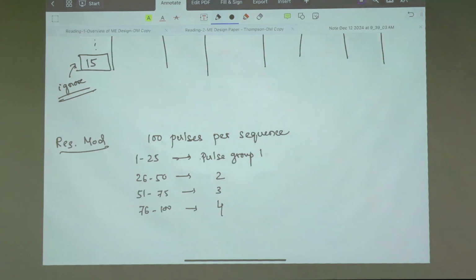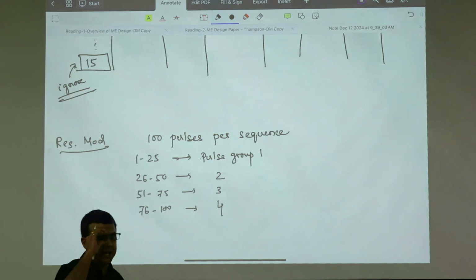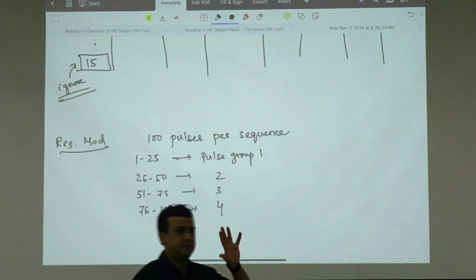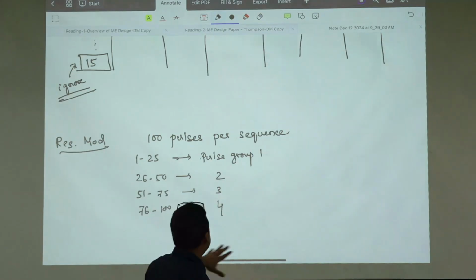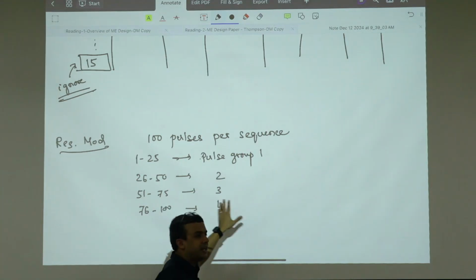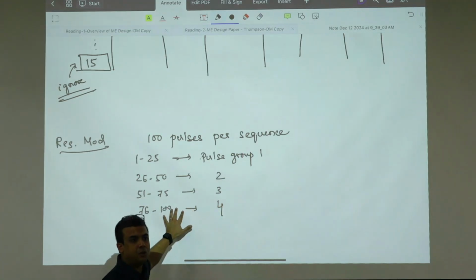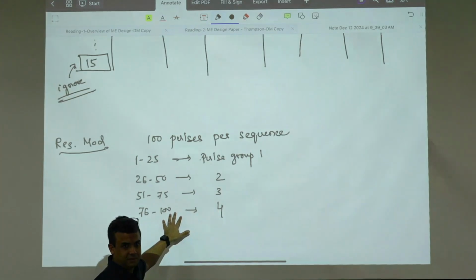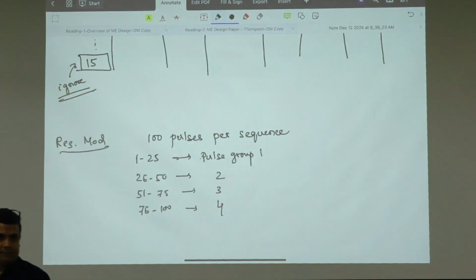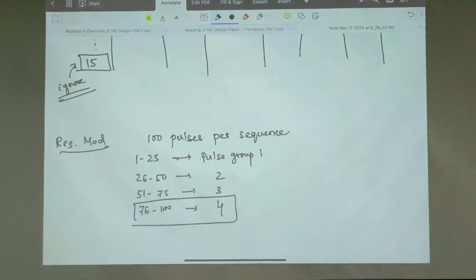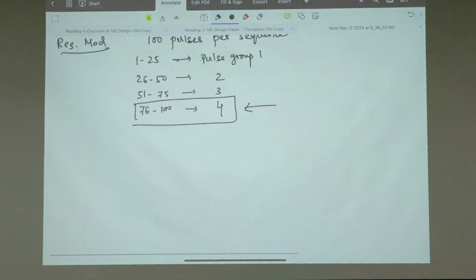What did I say AASHTO T307 does? It takes the last 5 cycles and then takes an average. In this machine, you don't get the last 5, you get the last 25. So you just have to use that. That's basically what it is. So what I'm trying to say is you are using 76 to 100. So this is the pulse group of interest for you, right?